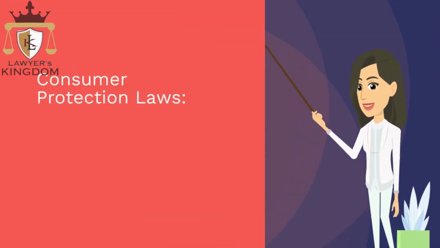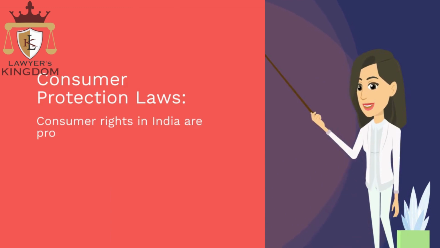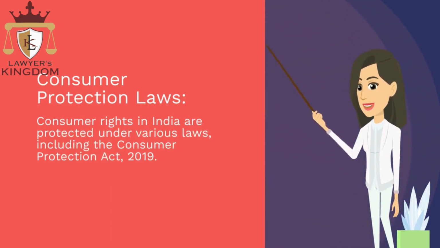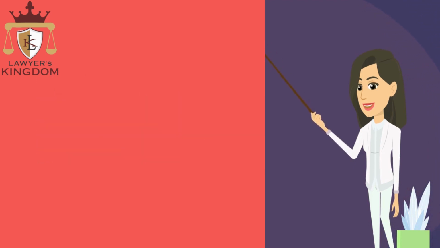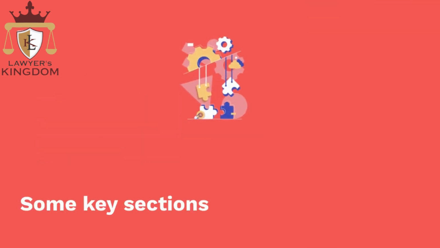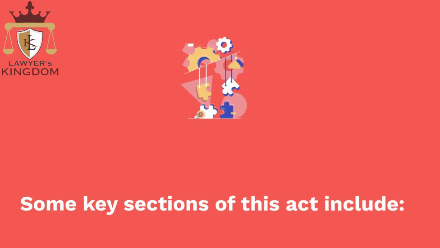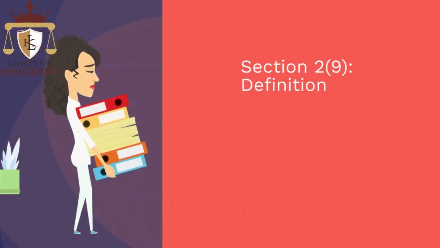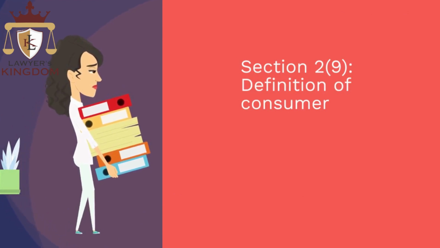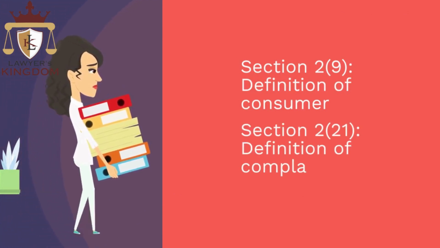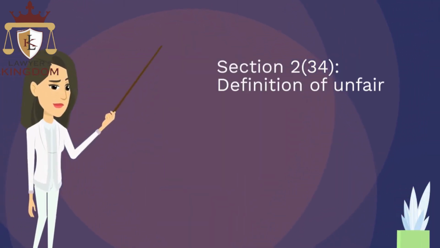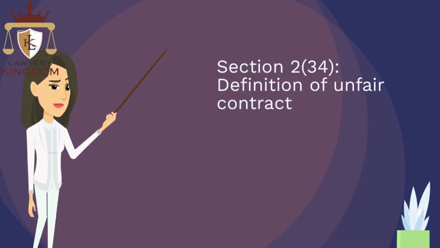Consumer protection laws. Consumer rights in India are protected under various laws, including the Consumer Protection Act, 2019. Some key sections of this act include: Section 2(9) Definition of consumer. Section 2(6) Definition of complaint. Section 2(46) Definition of unfair contract.